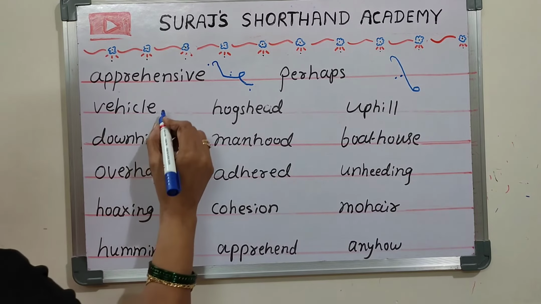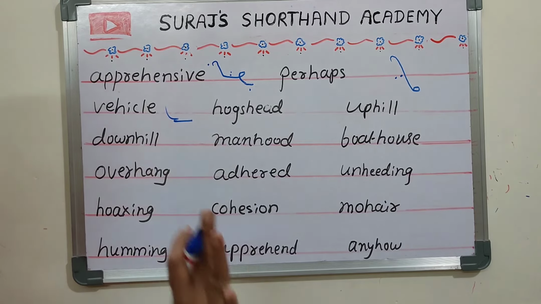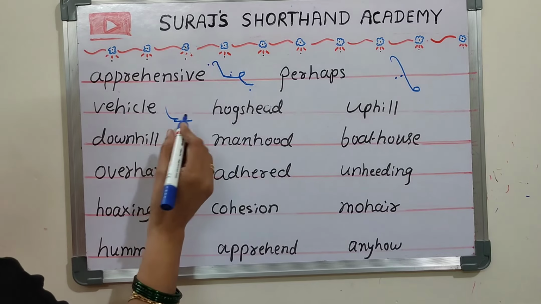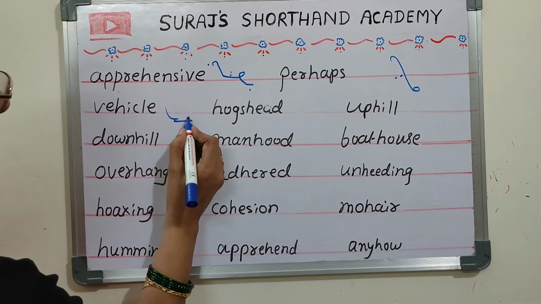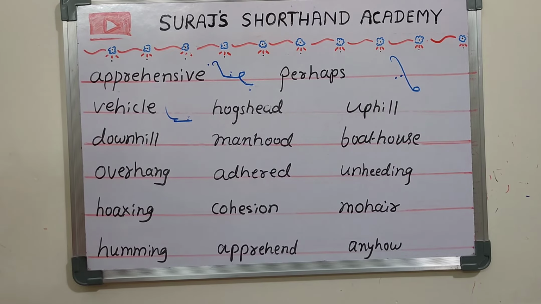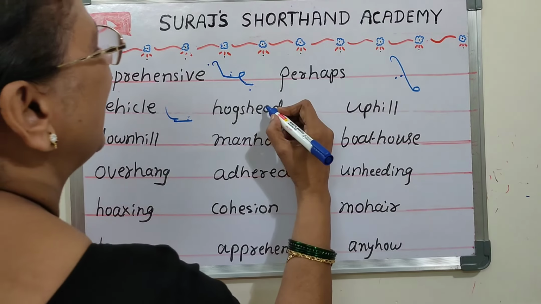Vehicle. Here, vehicle. This is vehicle. Now, the H sound is not there. So they wrote vehicle, with the V through the line. Vehicle has the E in the third place, two dots are there.